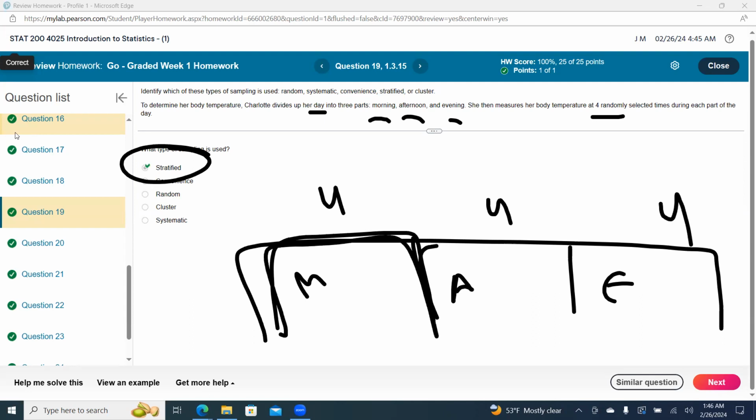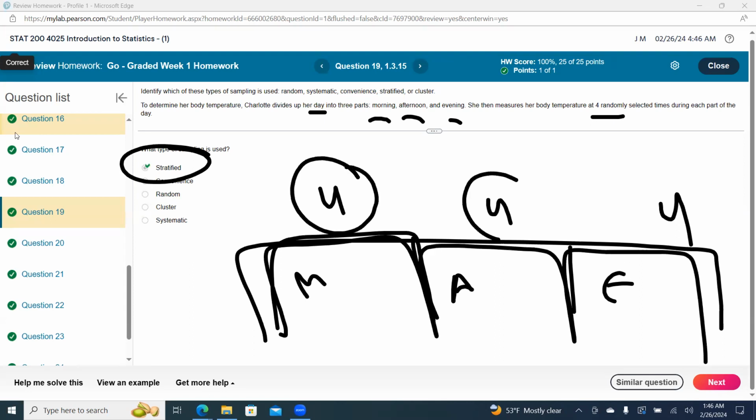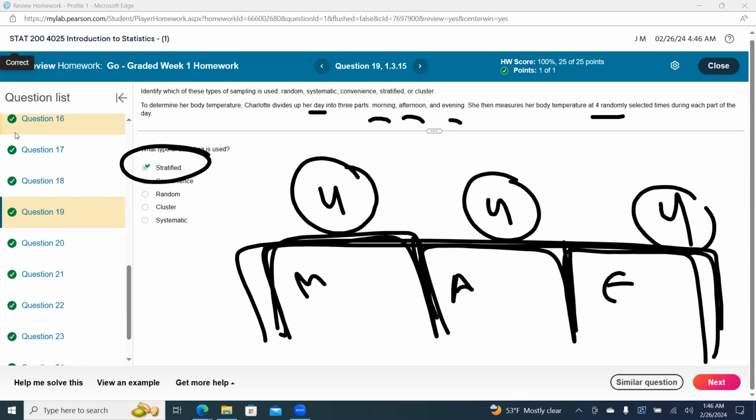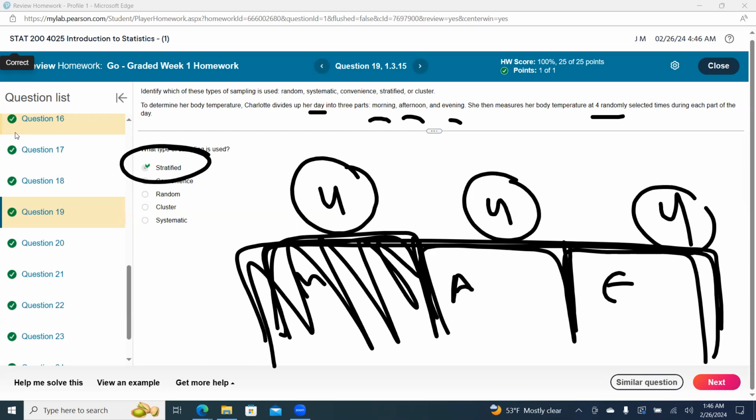But it is separated, of course, always by category, but more important, we pick 4 selections from each category. Yeah, if you select an entire category, then it's cluster, but this one is stratified.